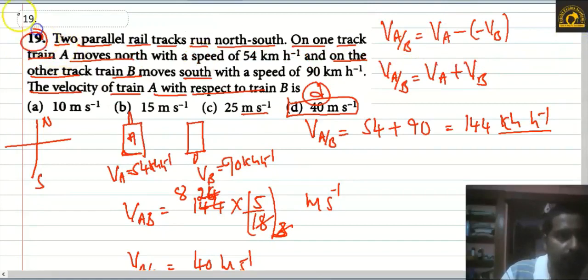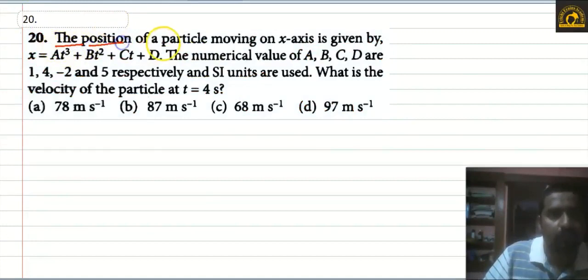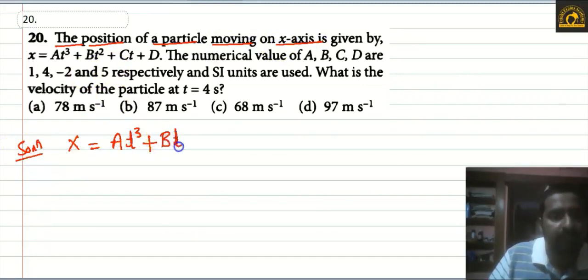Okay, 20th question. The position of the particle moving along the x-axis is given. Let's see the solution. The position is x equal to A t cube plus B t square plus Ct plus D. The numerical values of A, B, C, D are given, and SI units are used. What is the velocity of the particle at time 4 seconds?